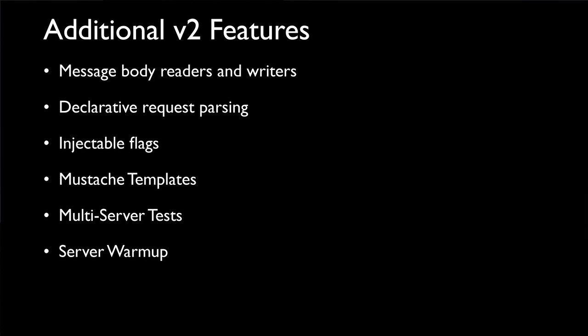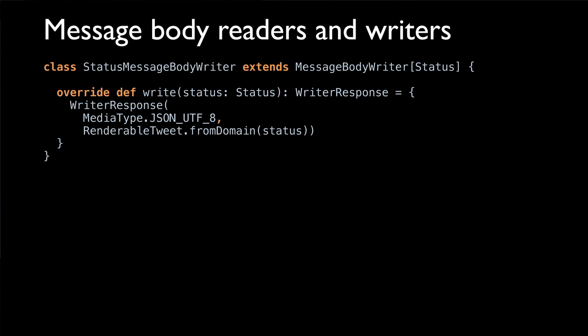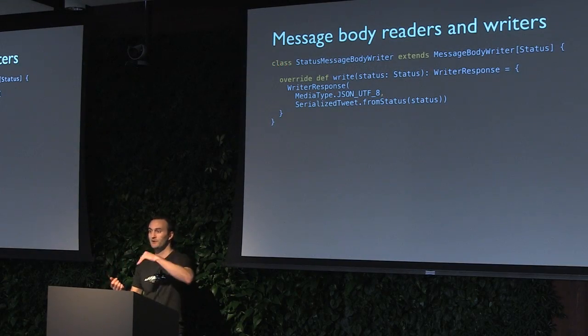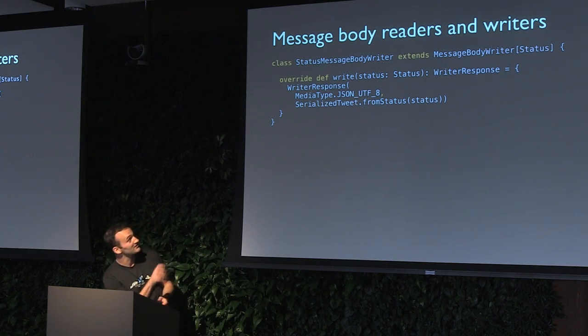OK, I'm going to briefly go through some additional V2 features. We support message body readers and writers. These allow you to deal with just your domain object as the input of your route and the output of your route. But it'll take care of, in this example, taking your status object and turning that into the serialized tweet.